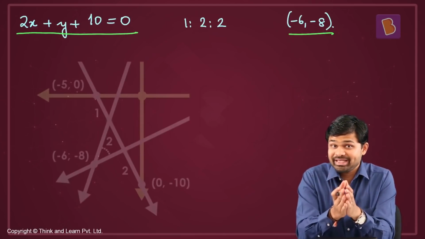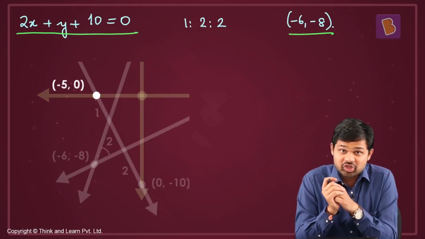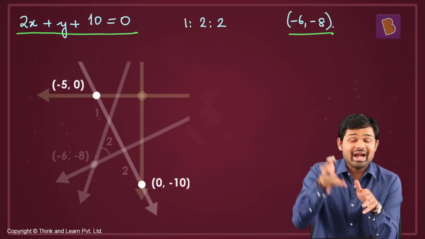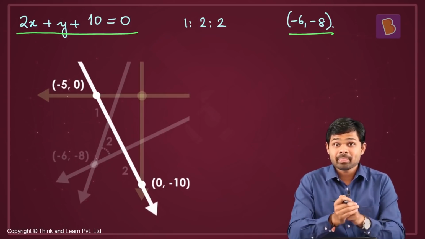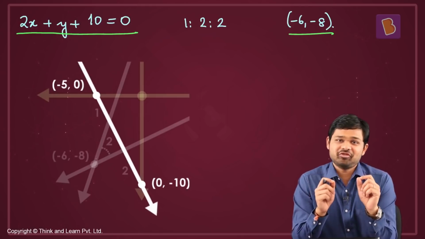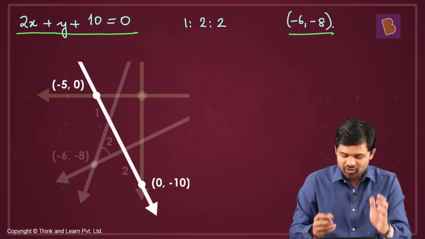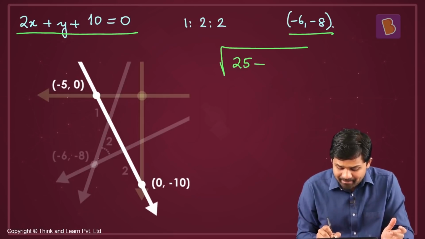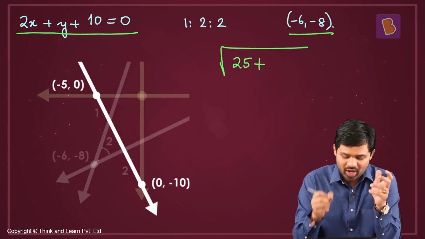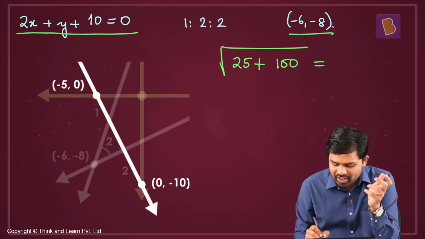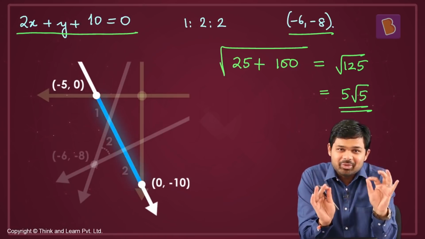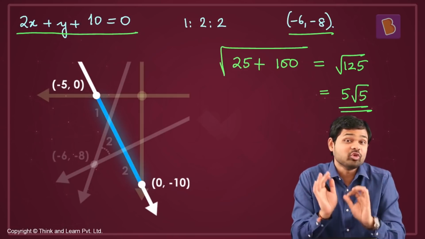So now let's visualize this. I have this point here, which is -5, 0. I have the other point, which is 0, -10, and I have a straight line passing through this. Let's find the length of this line. The length is going to be nothing but under root of -5 square, which is 25, plus 10 square, which is 100. So this is going to be under root 125, which is nothing but 5√5 units. So this straight line between the coordinate axis is of length 5√5 units.